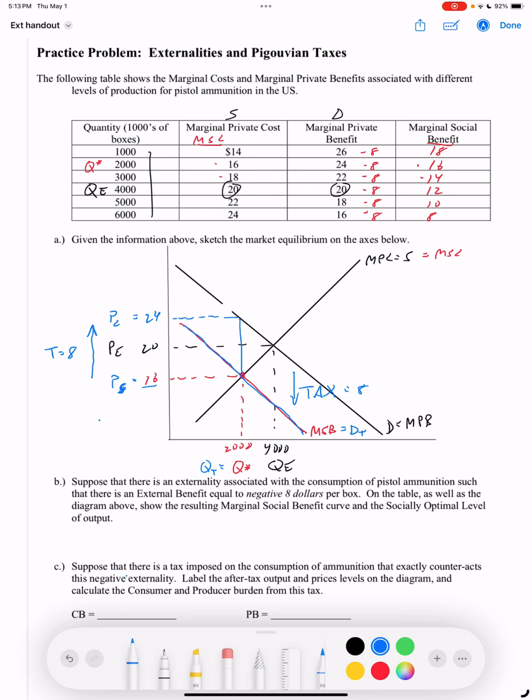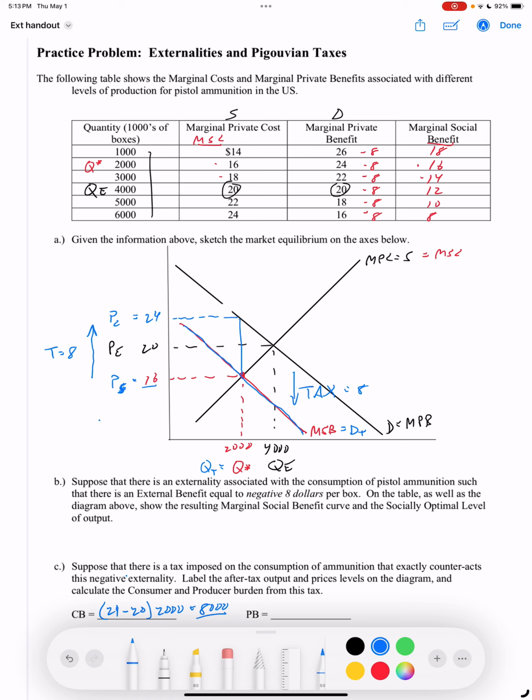So that's where we get the question of the burden of this tax. Just as we've seen in the past, the tax burden is going to be measuring the losses to the two sides of the market. So for the consumer burden, we're tracking how much more they end up paying because of the tax. So now they are paying 24, they used to pay 20, and they're purchasing those 2,000 units, so $4 per unit. So that'll be an extra 8,000 that they have to pay. That's their burden of the tax.